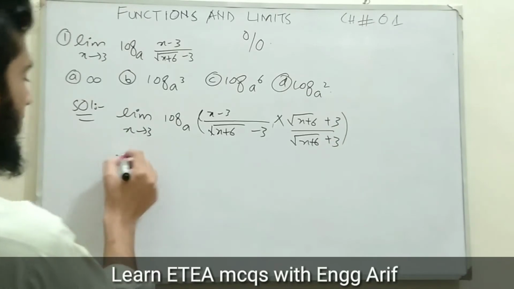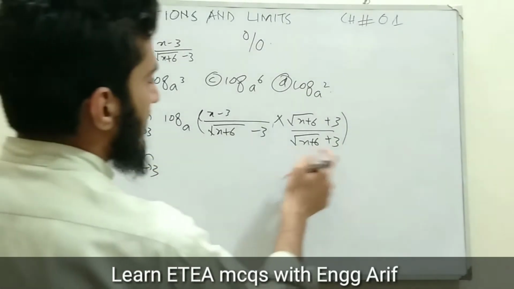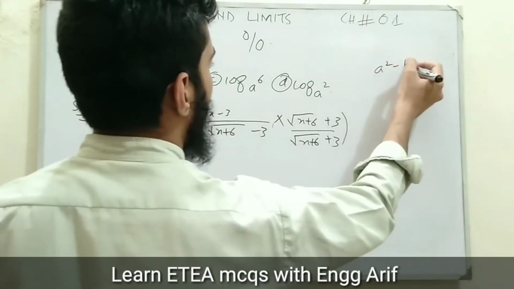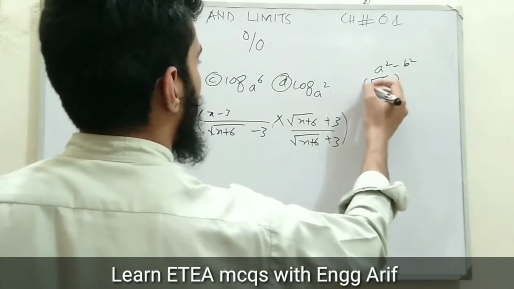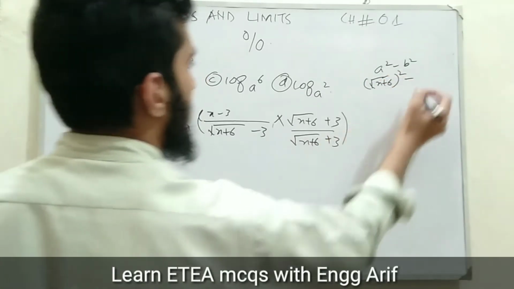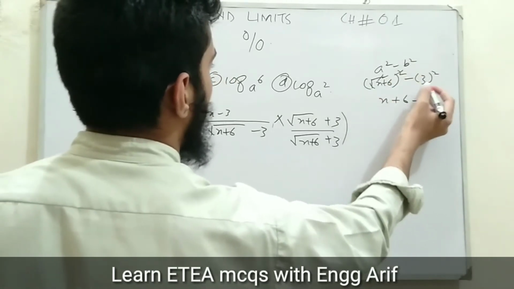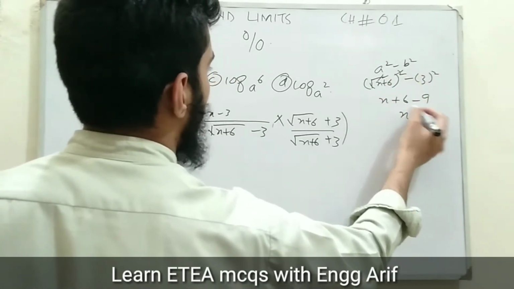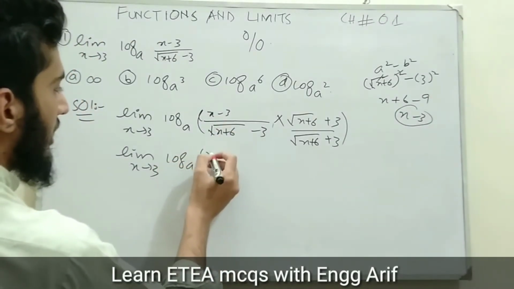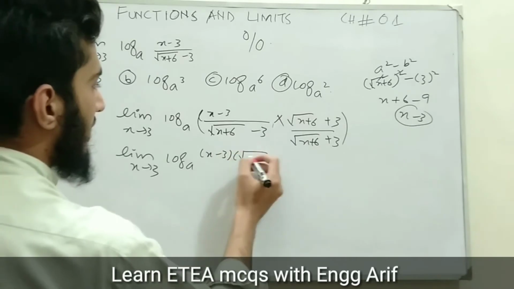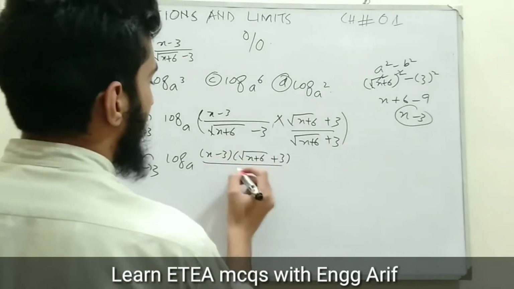Now after this, limit x approaches to 3, here we have the formula (a minus b) multiply (a plus b), which gives us a square minus b square. Our a is under root x plus 6, so under root of x plus 6 whole square, minus b is 3, so b square, so 3 square. Square cancels out with under root, so we are left with x plus 6 minus 3 square, which gives us 9, so it gives us x minus 3. So in the numerator we have log of a, x minus 3 multiply under root of x plus 6 plus 3, while in the denominator we are left with x minus 3.